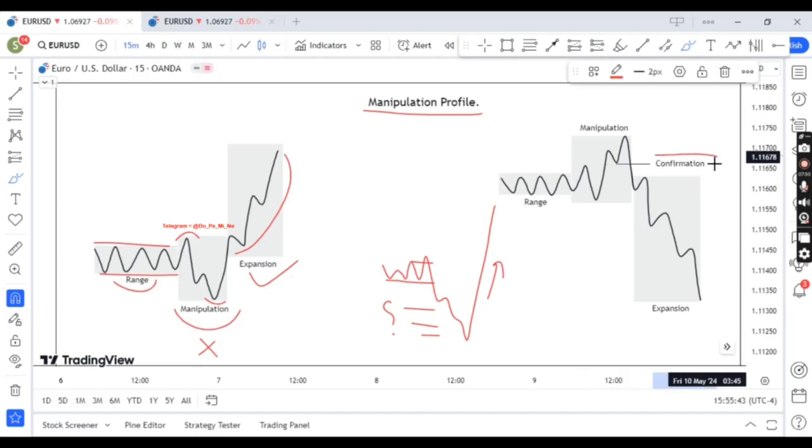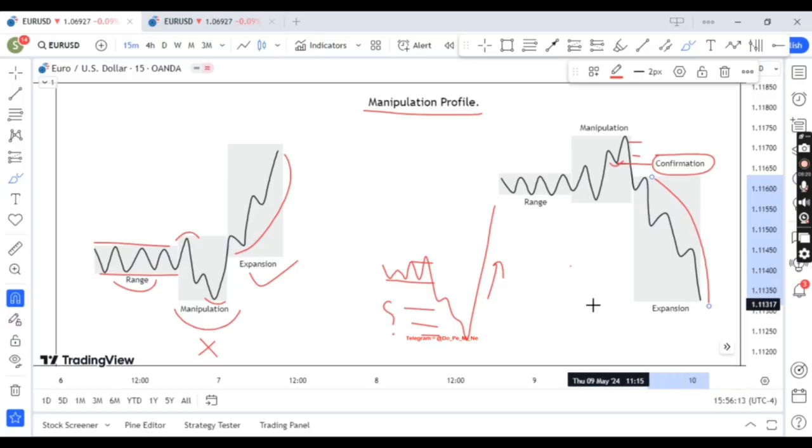you can position yourself in the expansion profile after a confirmation has been made in the form of a CSD or a model 1 entry, which I'll explain further in other chapters, right? Now confirmation for the manipulation profile ending is made once price closes below a swing low or a swing high or forms an order block. After that the manipulation profile has ended, and now you can enter a trade and position yourself in the expansion profile.